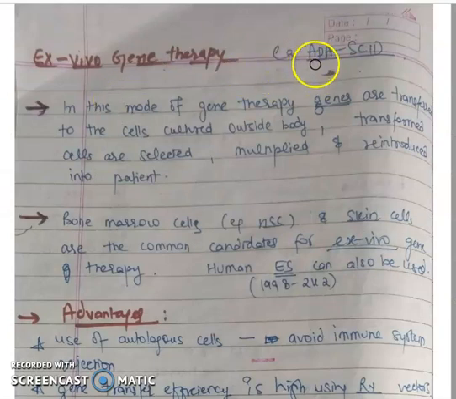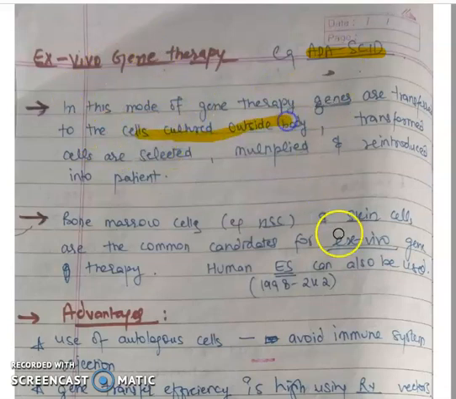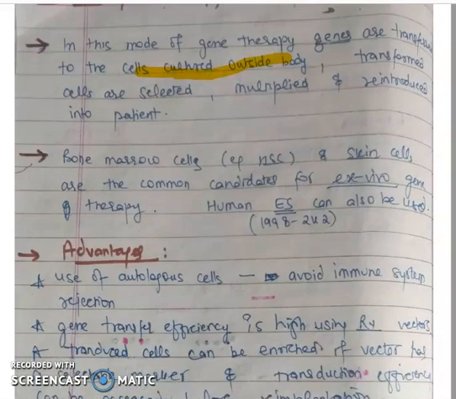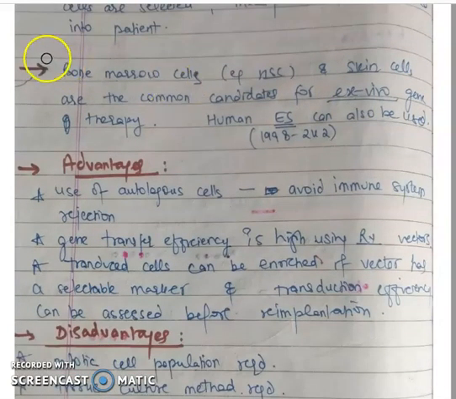An example of ex vivo gene therapy is adenosine deaminase severe combined immunodeficiency. This is the same disorder for which the first gene therapy was attempted, in a 4-year-old, that we have already studied. So what happens in ex vivo gene therapy? The genes are transferred to the cultured cells outside the body, transformed cells are selected, multiplied, and introduced into the patient's body. Mainly bone marrow cells and skin cells are the common targets, the candidates for ex vivo gene therapy. These are the cells which are taken out of the body.